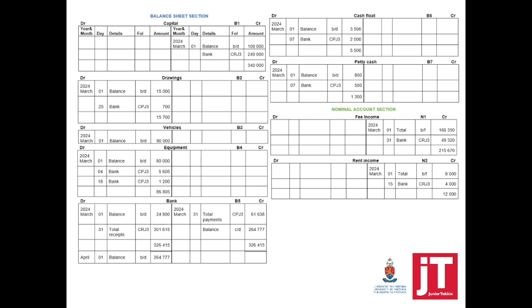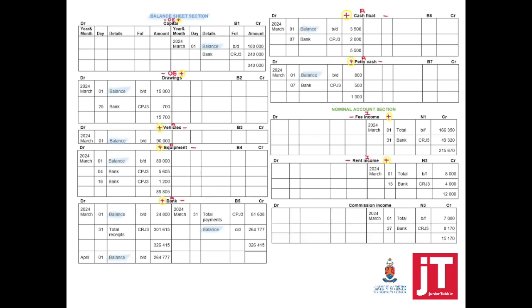Before we close this activity, I want to end off by saying the following. Again, please make sure that you understand. When we look at the balance sheet account section, it's balances brought down, balances carried down. When we look at the nominal account section, it is total brought forward. You have to make sure that you get that correct.